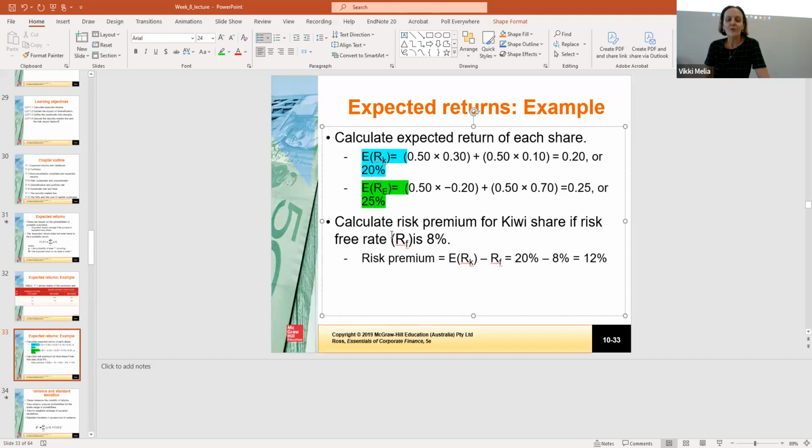Something else that we're going to calculate is that concept of risk premium. Remember, we talked about risk premium, the extra return that you get above the risk-free rate. If the risk-free rate is 8%, how much is the risk premium for Kiwi? Kiwi's got an expected return of 20%. So how much extra return do we get above the risk-free rate? We get an extra 12% as our risk premium. The extra return above the risk-free rate.